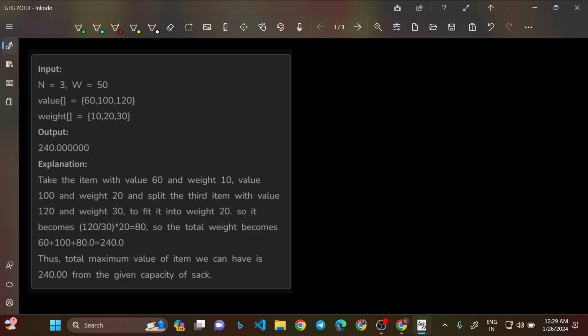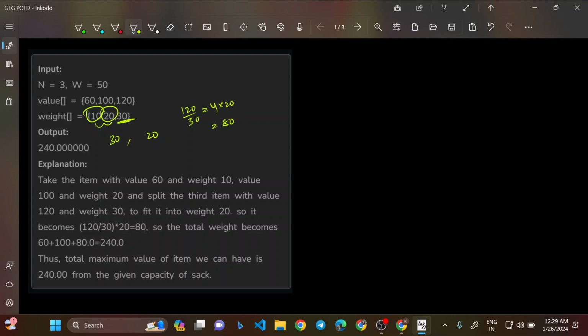So what is the explanation saying? Take the item with value 60 and weight 10, then value 100 and weight 20, and split the third item with value 120 and weight 30 to fit it into weight 20. Because the total weight that you have considered so far would be 30, and how much is still left to consider? 20. So in this 30 itself, you can take 20 part. If you take 20 part, how much value would you get? That is per unit weight: 120 by 30. So how much do you get from this? 4, and that you multiply by 20, so you get 80.